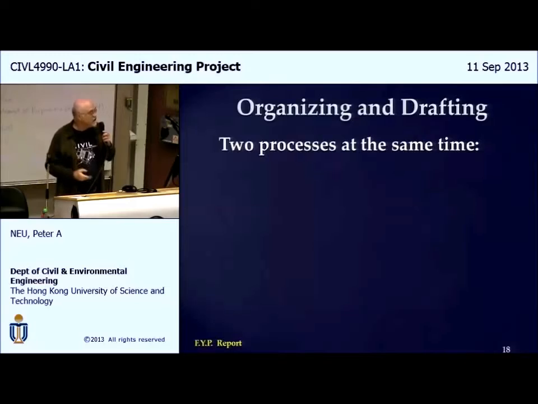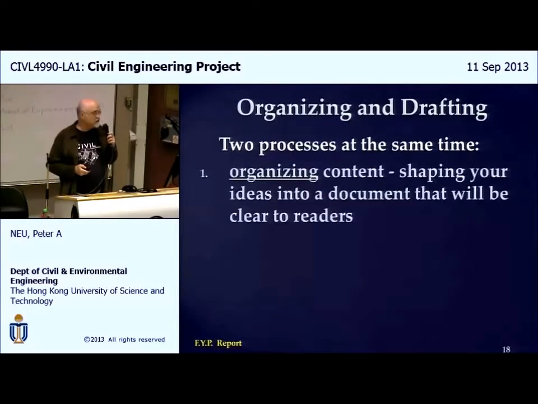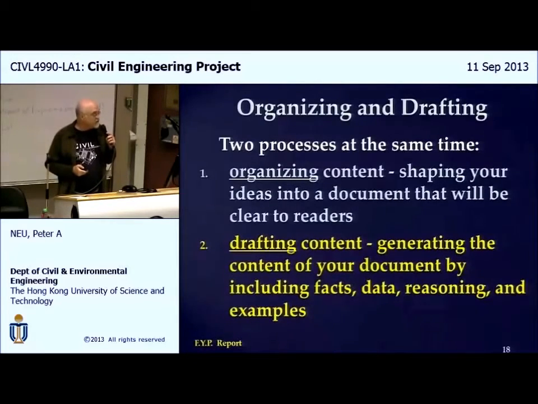Organizing and drafting. You have to do 2 processes at the same time. And this is why we had Homer Simpson. Can you do 2 things at once? This is multitasking. Organizing the content, shaping your ideas into a document that will be clear to the readers, and drafting the content, generating the content of your document by including facts, data, reasoning, and examples. So you're gonna be doing writing and also organizing, thinking about things at the same time, going back and forth between the 2.